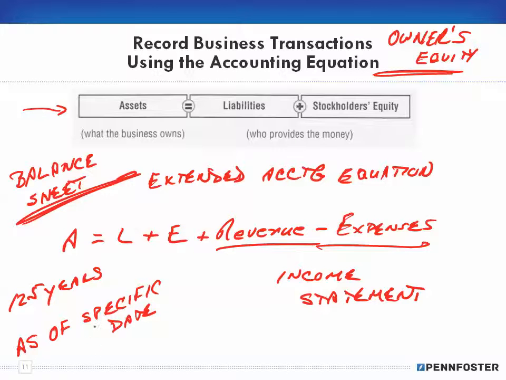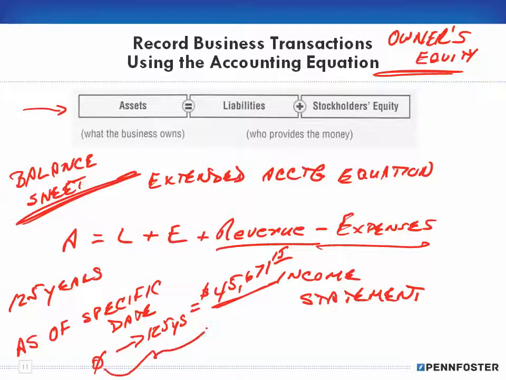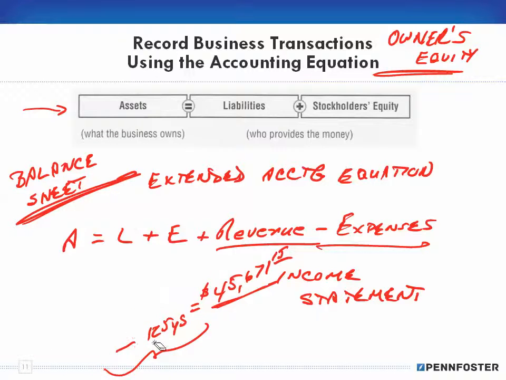That means, for example, on day one your cash account started with 0. But 125 years later, let's say your cash account has in it $45,671.15. Well, that balance in that account reflects all of the transactions for that 125-year period, and that's the balance at this moment in time. So everything on the balance sheet is like a running balance.